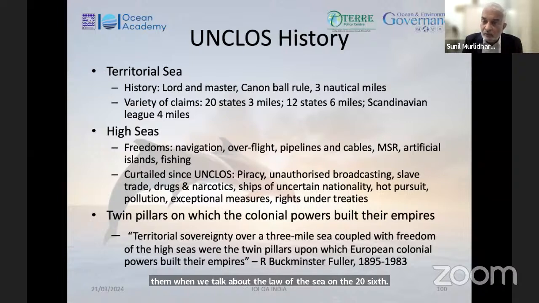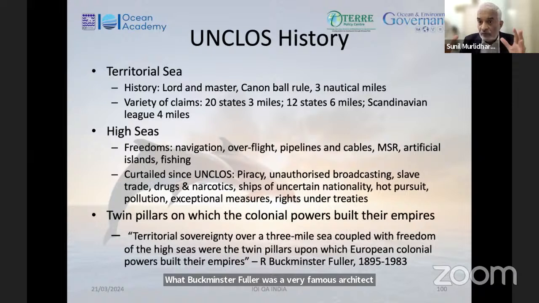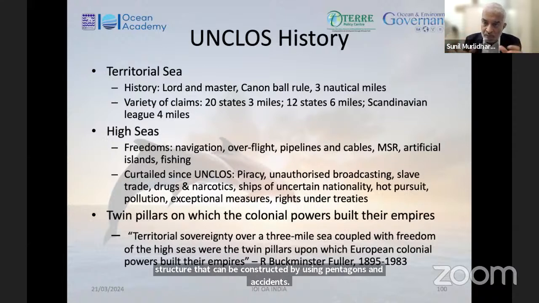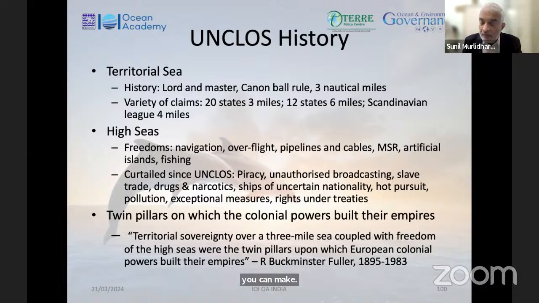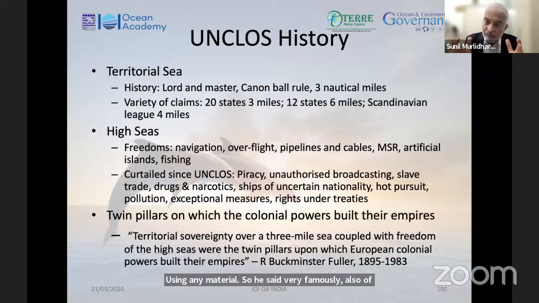Buckminster Fuller is a very famous architect, and he also built the geodesic dome, which is considered to be the strongest and the lightest structure that can be constructed by using pentagons and hexagons. It's like a football. The old footballs used to be made of pentagons and hexagons. Now the new FIFA football is different, it's made of different sort of T's. But the old football used pentagons and hexagons, because that's the lightest and the strongest structure you can make using any material. Also, of course, the same configuration is there for a certain type of carbon molecule, which is called Buckminsterfullerene. That carbon molecule is named after him.